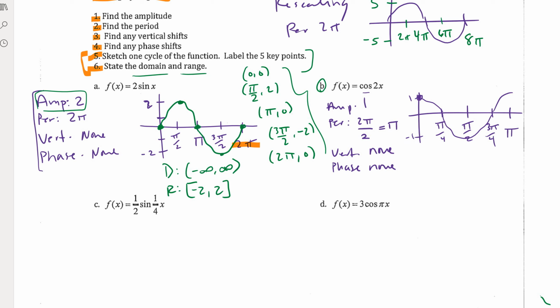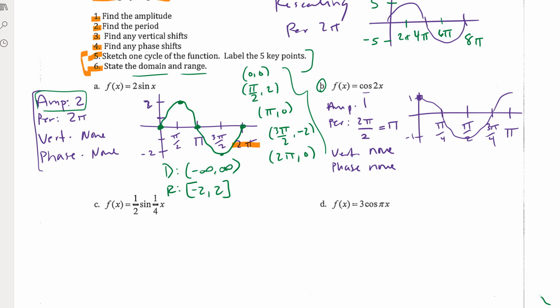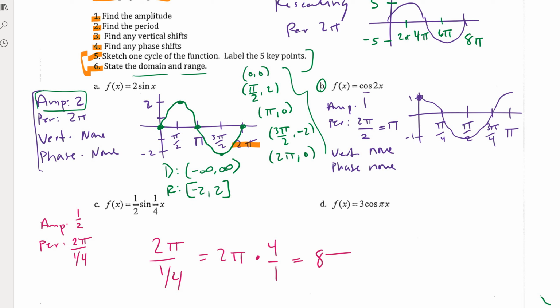Okay, next one. Both C and D have some variation in their periods. So C has an amplitude of 1/2 and a period of 2 pi divided by 1/4. Now, long version, 2 pi divided by 1/4 is 2 pi times the reciprocal, 4/1, so that's 8 pi. Okay, I'm going to erase this now. You can remember how to do that. Our period is 8 pi. There's no phase shift, no vertical shift on this one.